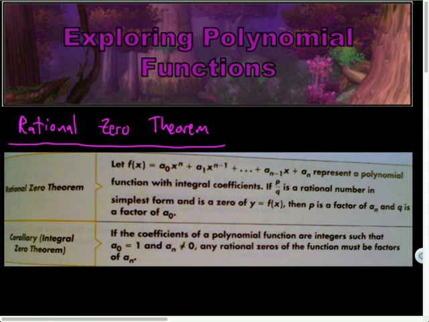Now the corollary to this theorem, the integral zero theorem, I kind of find to be a little bit weak and almost not necessary. In the case of the fundamental theorem of algebra, the corollary was the really, really strong one. And in this case, the corollary says, if the leading coefficient's 1, then it's just a factor of that one. We already kind of knew that.